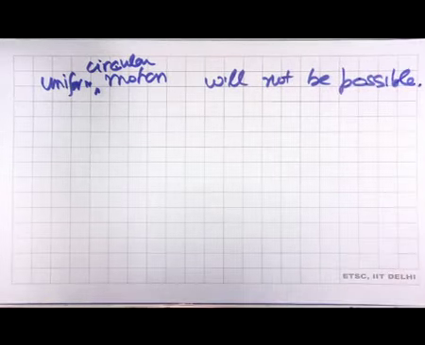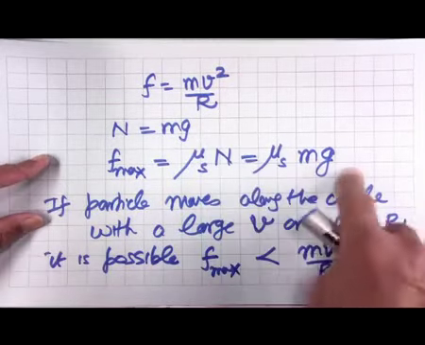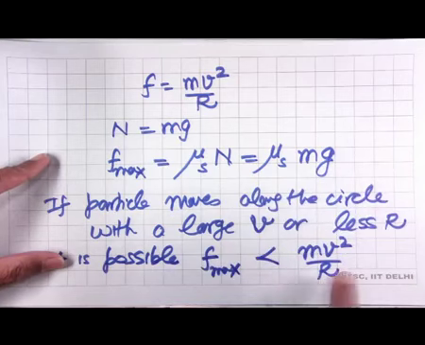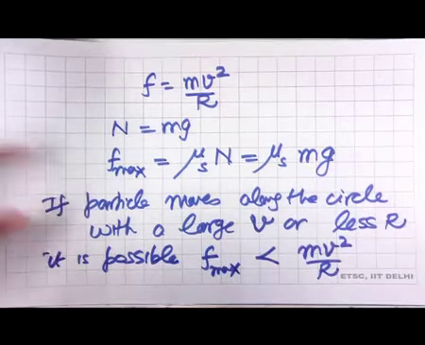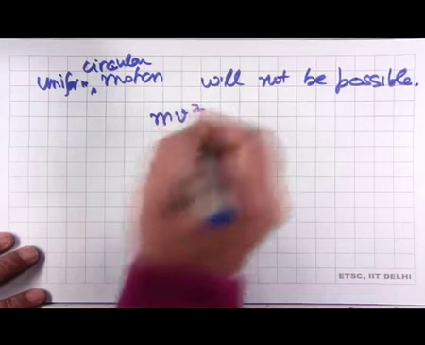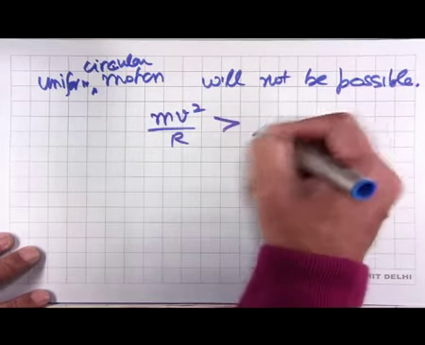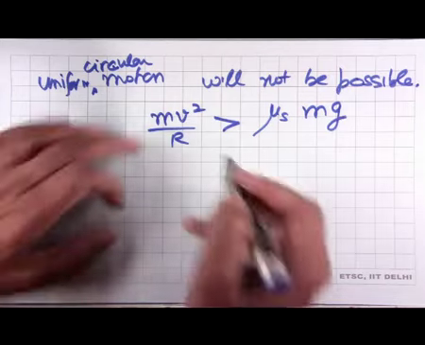Why will it not be possible? Because friction can have a maximum value of mu s times mg, but the v is so high that it has exceeded the value of mu s mg. mv square by r is greater than mu s mg. So, for this, mv square upon r has to be greater than mu s times mg, and if that happens, then the body will start to move out.